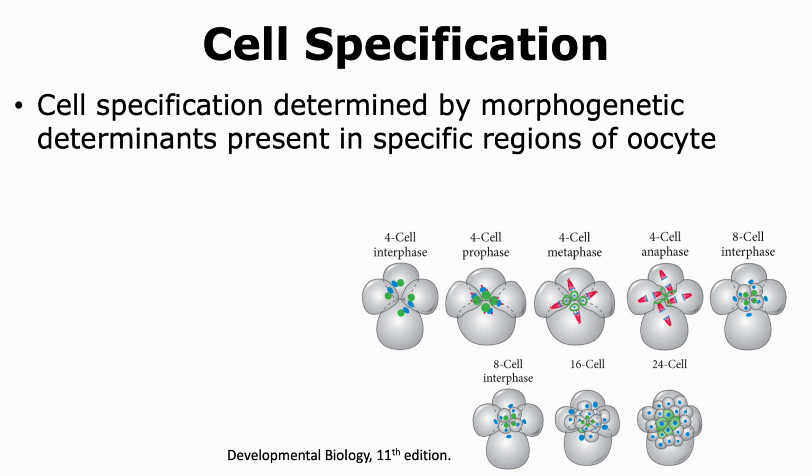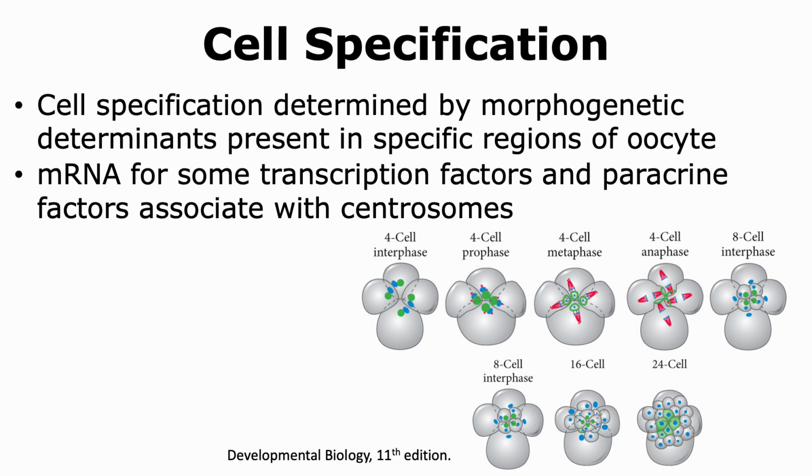Now in the case of snails, cell specification is determined by morphogenetic determinants that are present in specific regions of the oocyte. We already saw the fate maps, which tell us which cells will form what kind of parts of the organism, and so we know which specifications occur in different parts of the embryo. Now we're going to see how the specification is brought about.